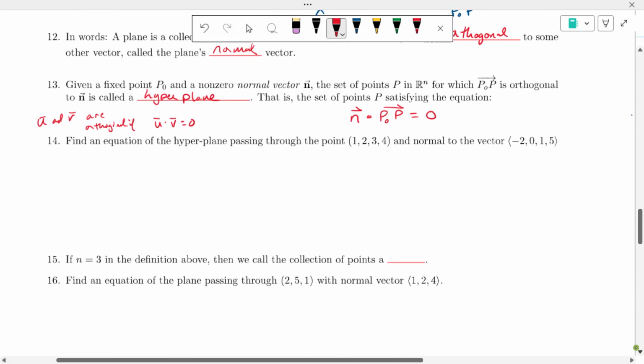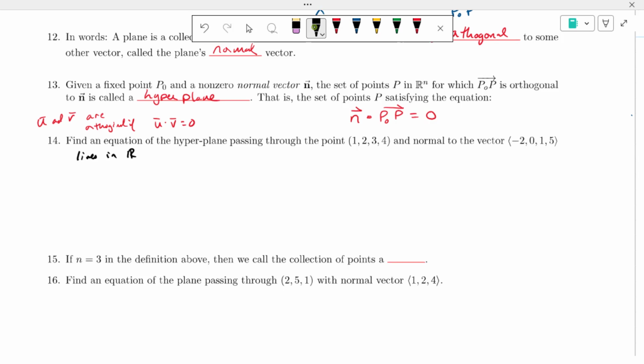Okay, so let's work a couple of quick examples. Here I'm asking you to find an equation of the hyperplane passing through the point 1, 2, 3, 4 and having a normal vector negative 2, 0, 1, 5. Now, I can't actually draw this hyperplane because it lives in what space? This lives in R4. These are my four-dimensional vectors. I can't draw it, but I still have a point that lives in that space, and I want to talk about a particular plane passing through it. Well, how do we come up with the equation of that hyperplane?